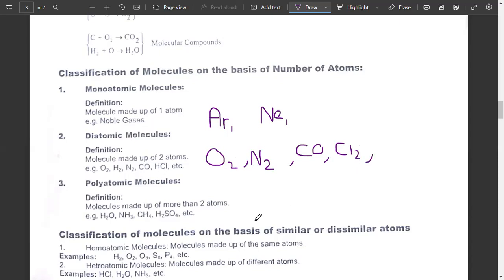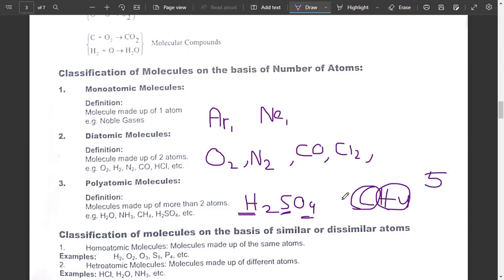Then we have polyatomic, more than two atoms, जैसे कि H2SO4. We have hydrogen as well, we have sulfur as well, and we have oxygen as well. We have CH4. CH4 is also a polyatomic. We have one carbon, four hydrogen. Total how many atoms? 5 atoms. NH3, one nitrogen, three hydrogens. 4 atoms combined make up a polyatomic. So this is the difference between monatomic, diatomic, and polyatomic molecules.